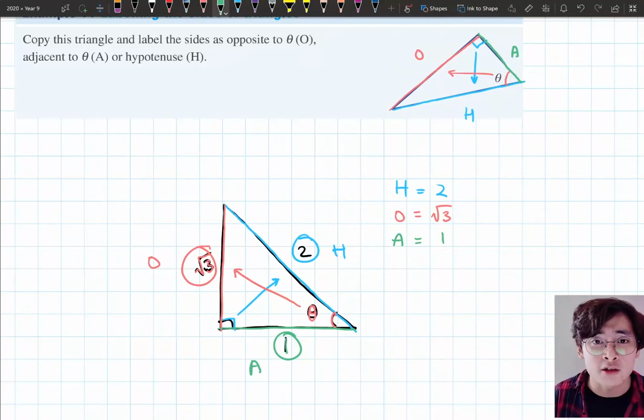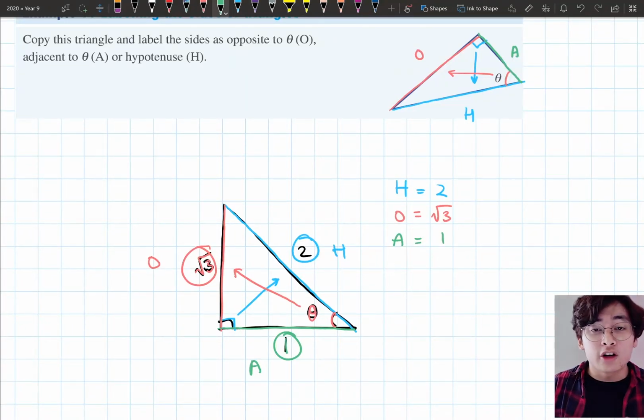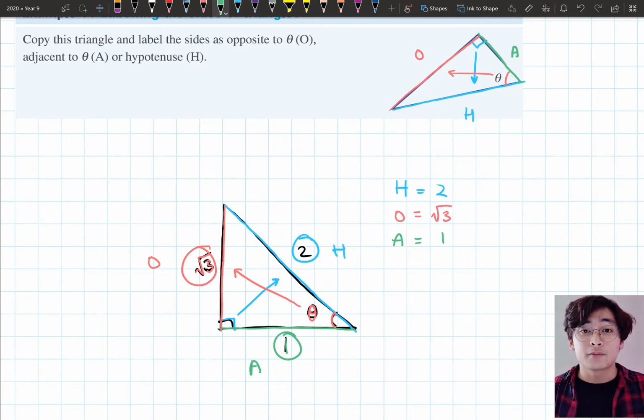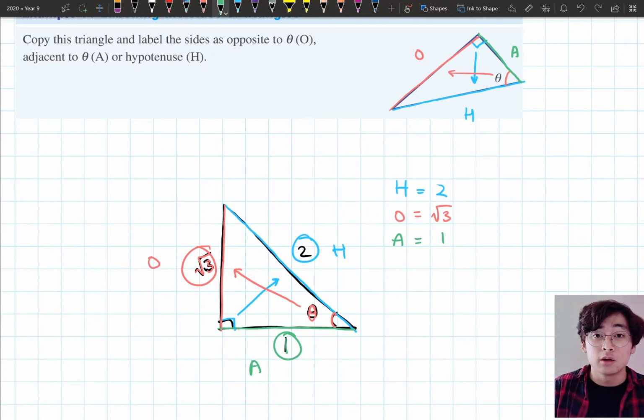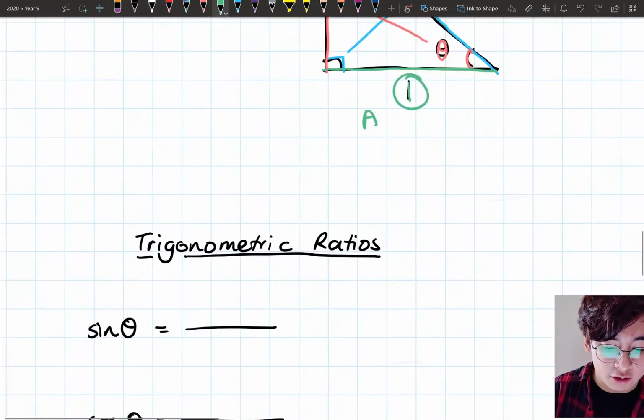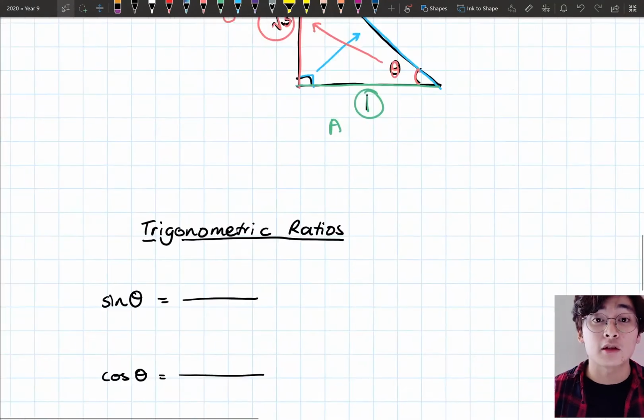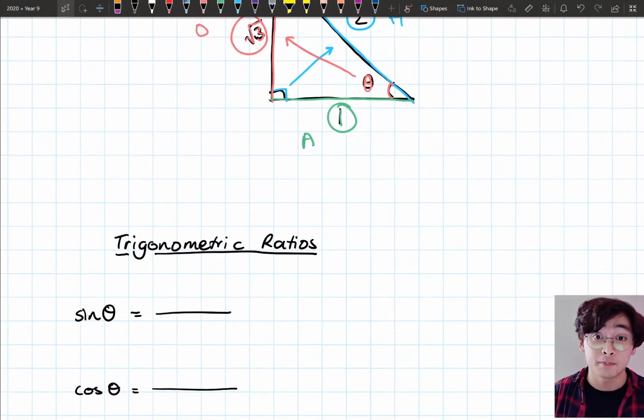You're wondering, what does this have to do with anything? Well, what I said earlier was trigonometry was the study of things with three angles. There's actually a relationship that happens for all triangles of a given angle with these sides. We call them trigonometric ratios. And there's three of them that I'm going to introduce to you here.